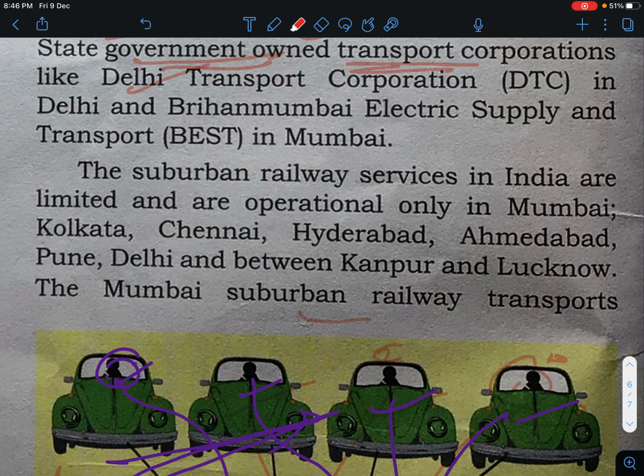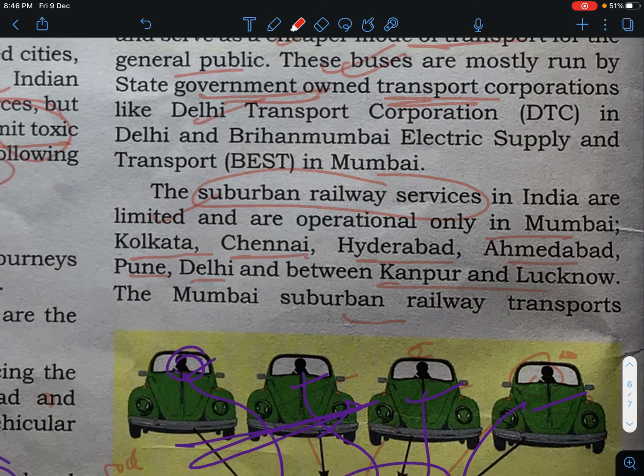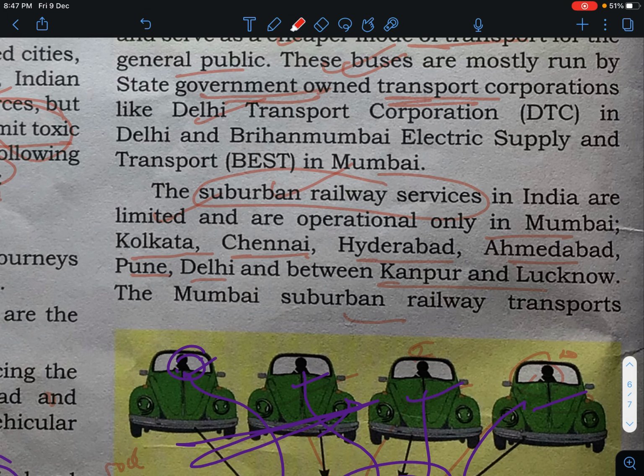The suburban railway services in India are limited. Now, we are talking about these suburban railway services. They are limited only to Mumbai, Kolkata, Chennai, Hyderabad, Ahmedabad, Pune, Delhi, and between Kanpur and Lucknow.